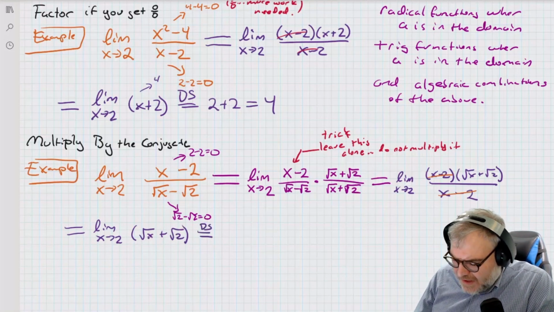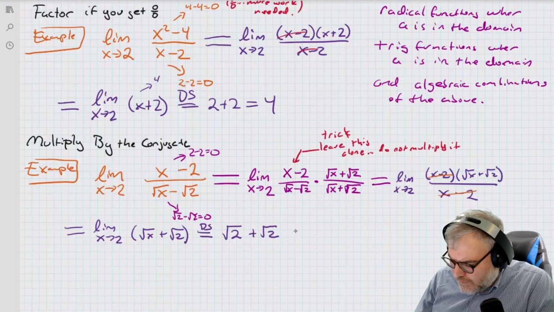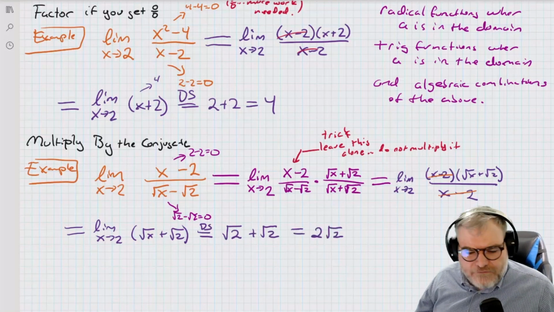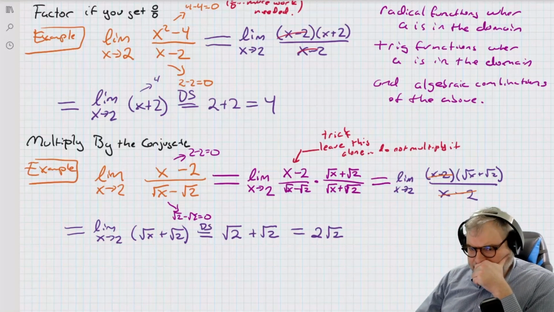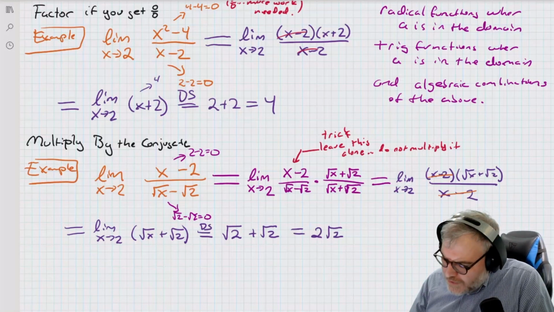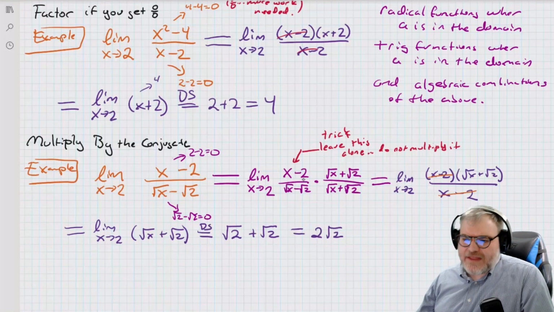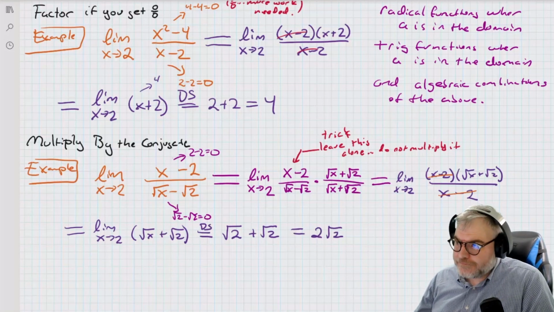Now I'm going to sub in. I'm going to get the square root of 2 plus the square root of 2, which equals 2 root 2. 1 to 5, how do we feel about that? And note that the important bit here was to leave that thing alone.